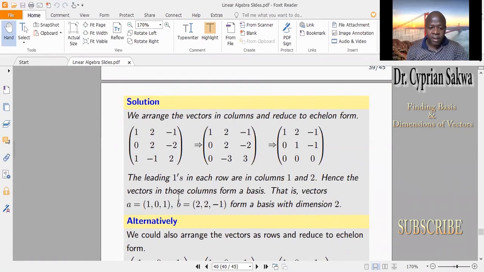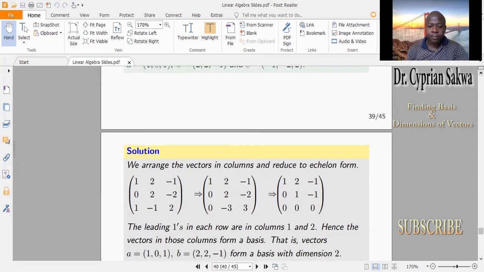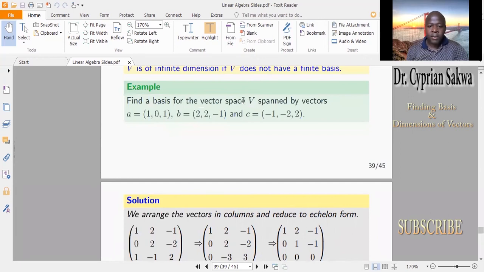So the vector A and the vector B form a basis. And since they form a basis, this basis has only two elements here. And therefore, the dimension of this vector space is 2. The dimension of vector space B is 2.